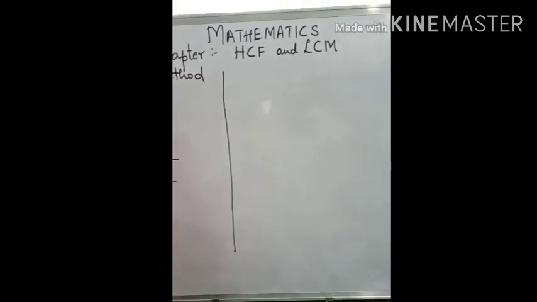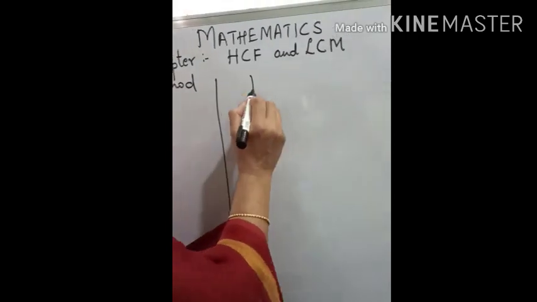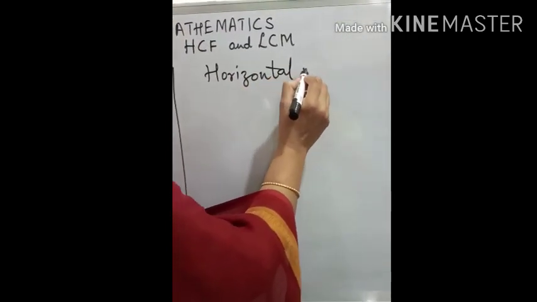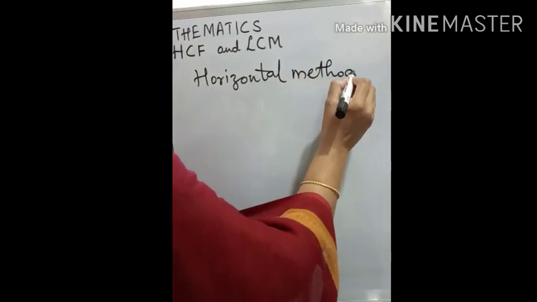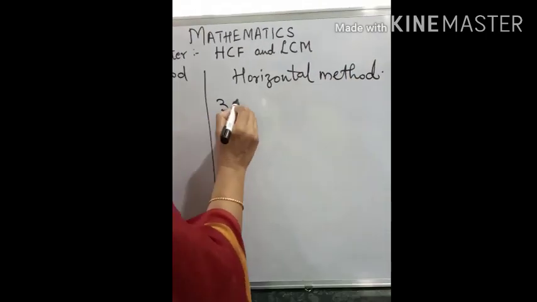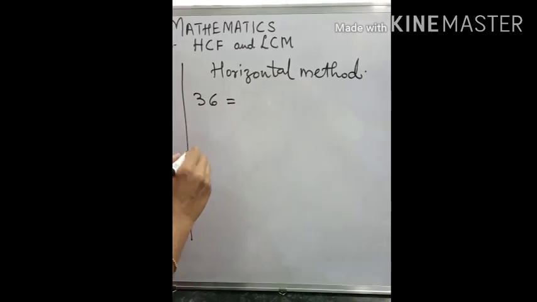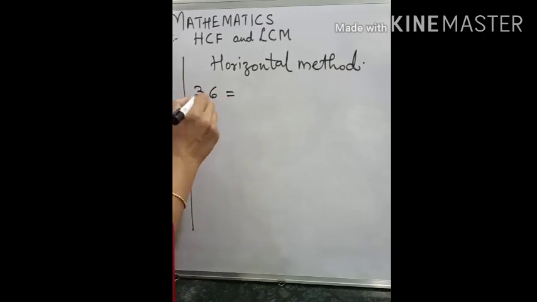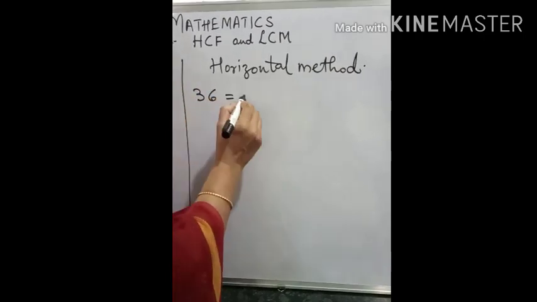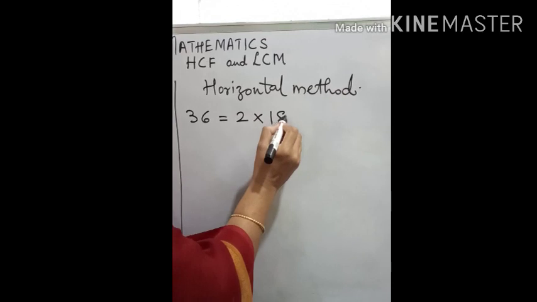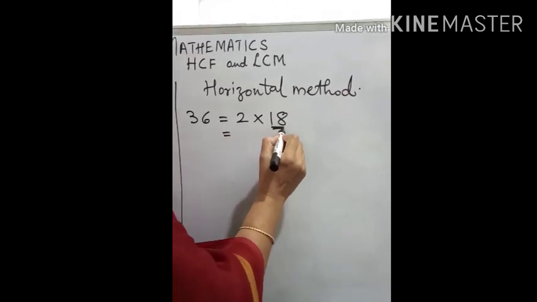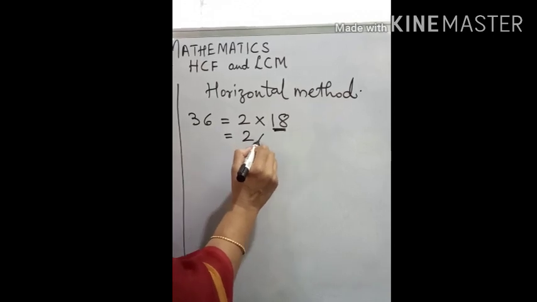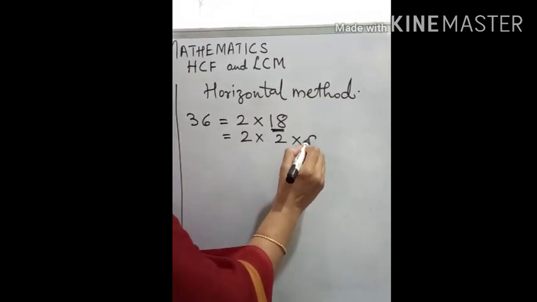Now the same example we will find by horizontal method. 36. First you will find out whether it is divisible by 2. Then go to the next number. So 36 is divisible by 2. 2 multiplied by 18. Now this 18 you have to divide further. You have to find out the divisors. 2 multiplied by 2 multiplied by 9.